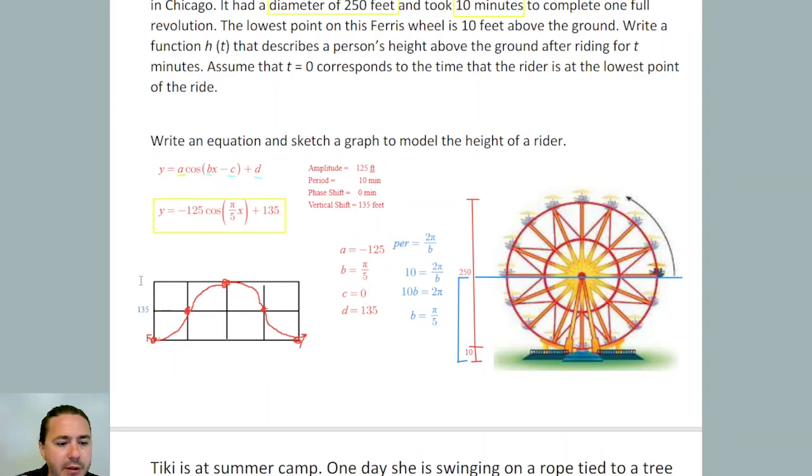My maximum is going to be 135 plus 125. So you can kind of see over here on the diagram how we have the 10 feet and then the 250, which is the diameter of the wheel. So the total height should go all the way up to 260, whereas the low point on the right is going to be 10 feet above the ground.